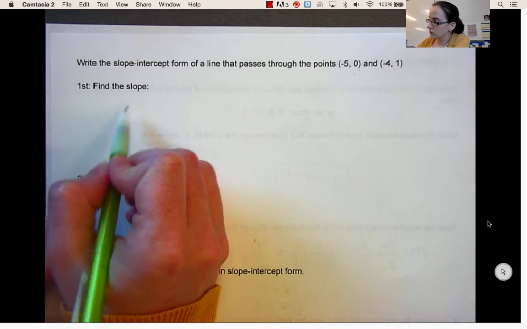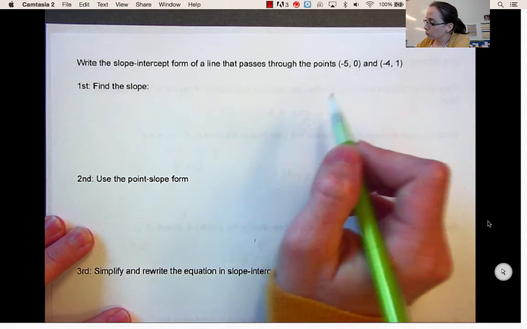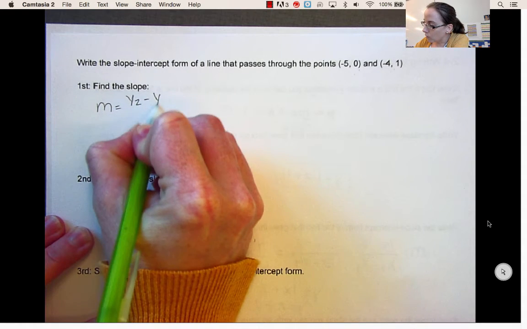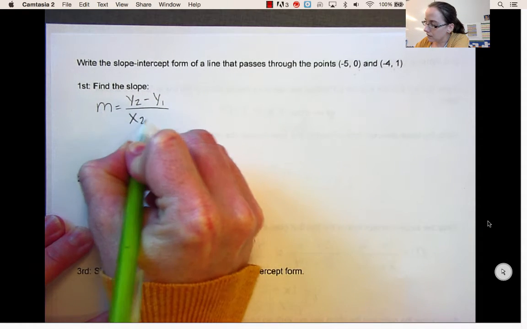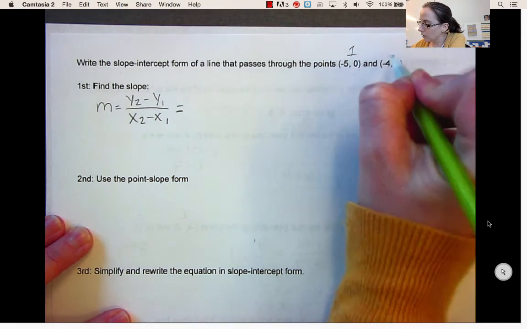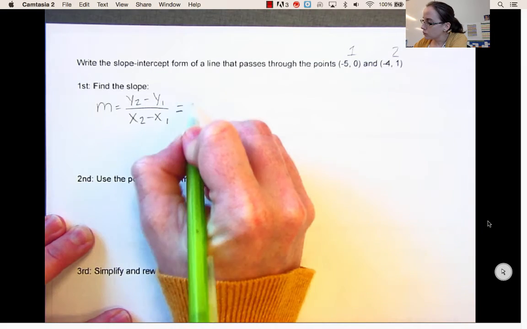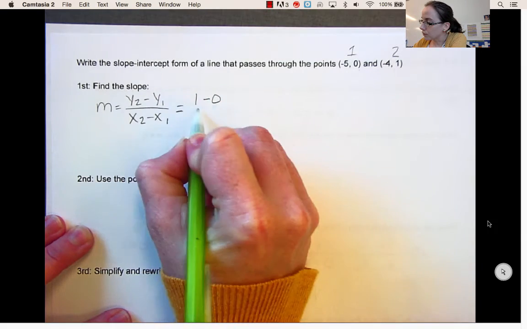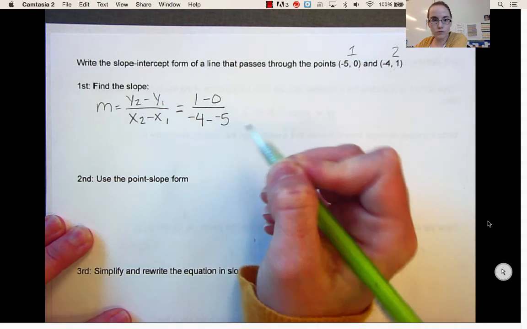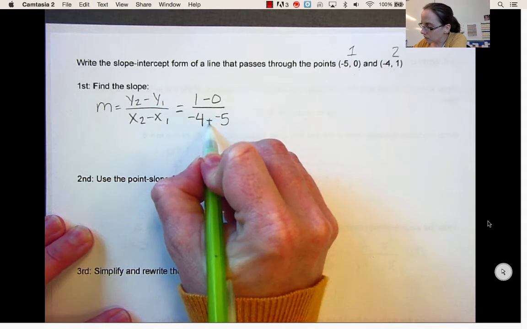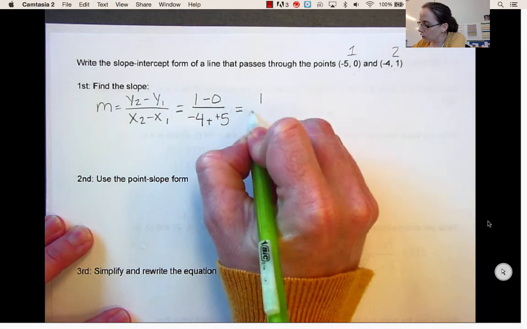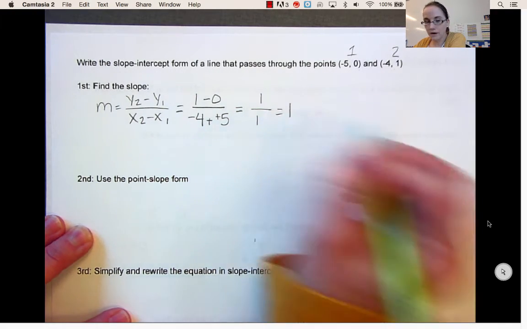So the first thing we're going to do is find the slope. M equals y2 minus y1 over x2 minus x1, and fill in that information. I'm going to call this point 1 and point 2 here. So 1 minus 0 over negative 4 minus a negative 5. And of course, the negative negative here becomes positive. And I'm left with 1 over 1, which is just 1.